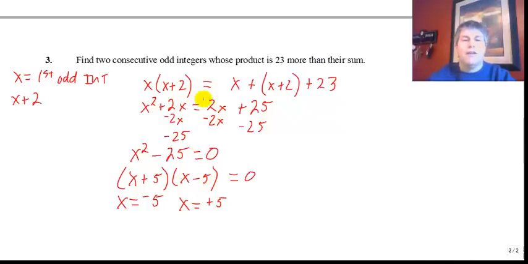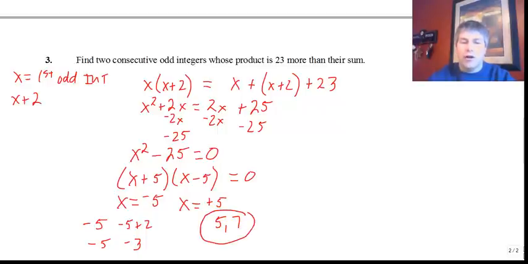So the two consecutive odd integers, well, the first odd integer, x, could be negative 5. So our solutions here: negative 5, and then negative 5 plus 2. So we get negative 5 and negative 3 is one pair of consecutive odds, and the other is 5 and 7. So there are two different solutions here. 5 and 7 and negative 5 and negative 3 both work.